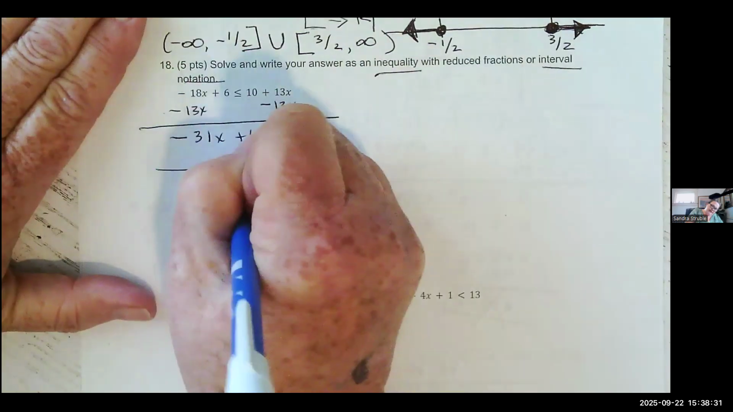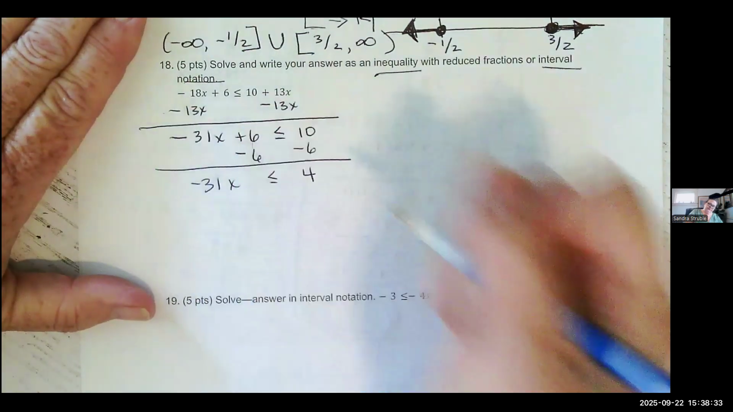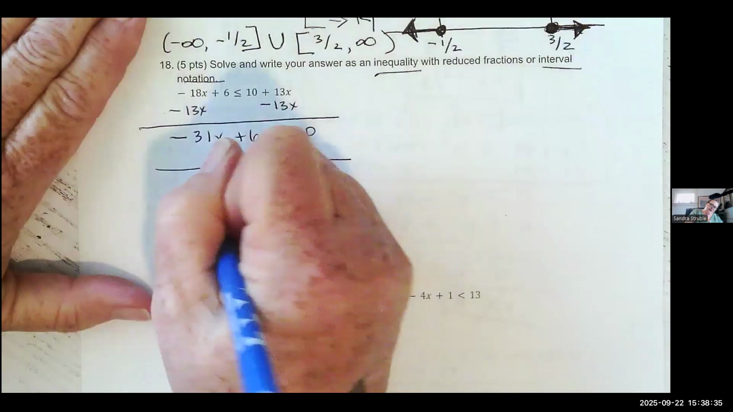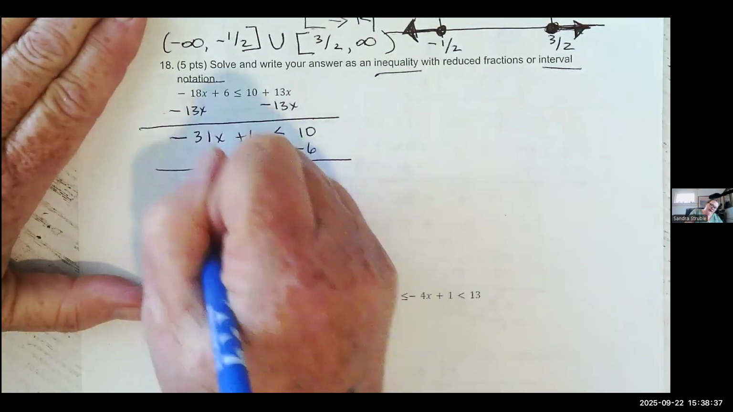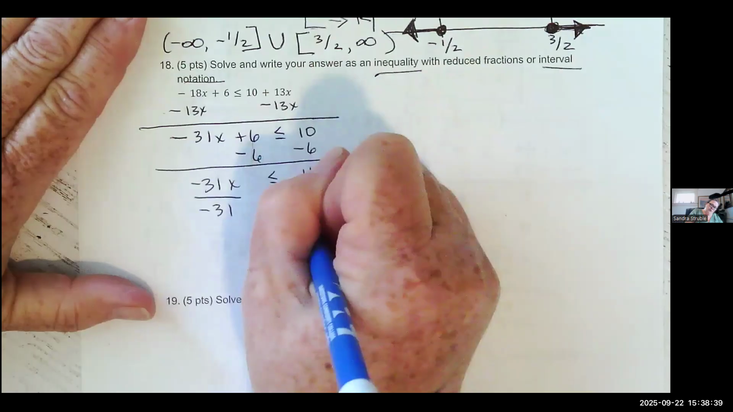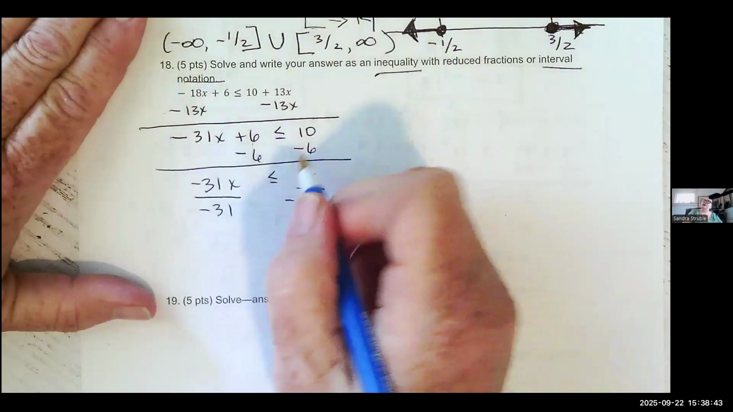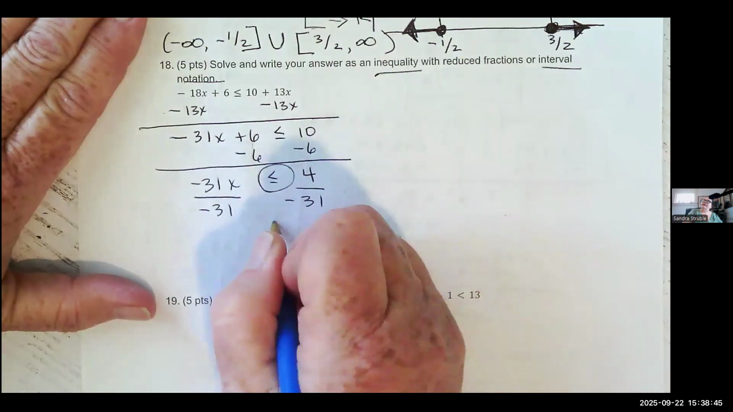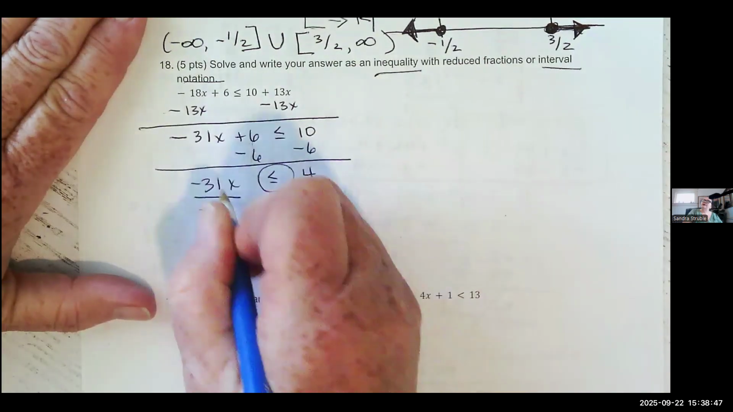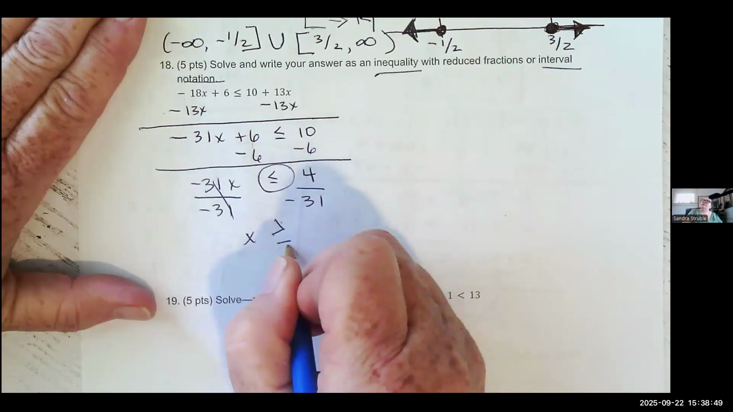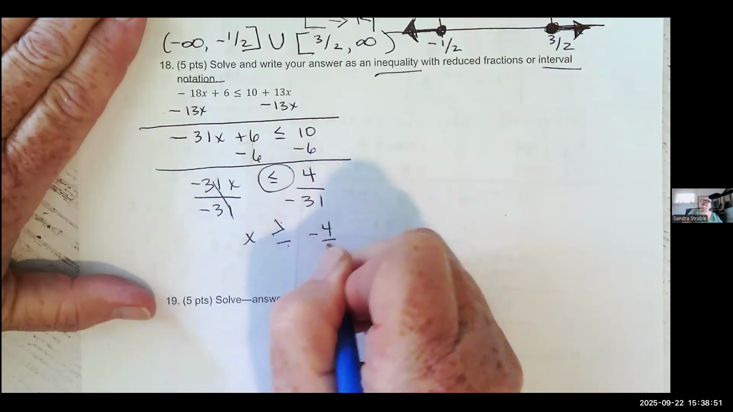Negative 31x is less than or equal to 4. And then divide both sides by negative 31. When you divide both sides by a negative, you have to flip your inequality. So x is greater than or equal to negative 4 over 31.